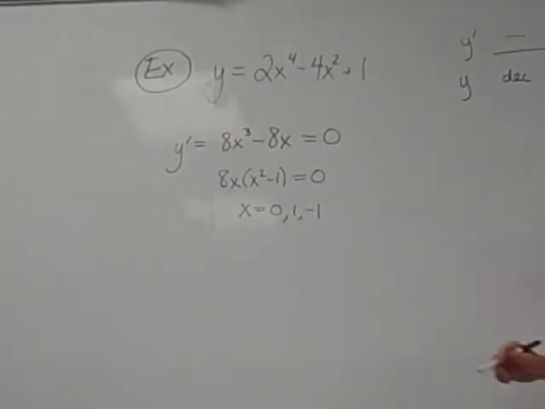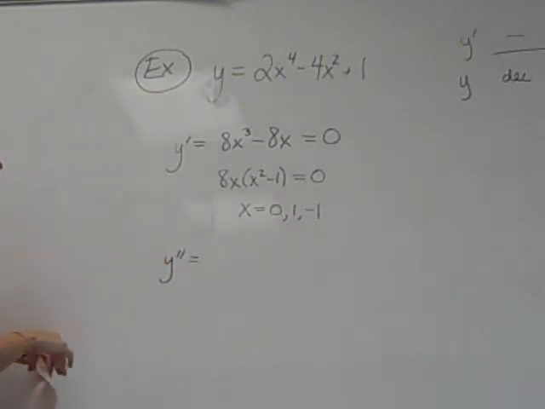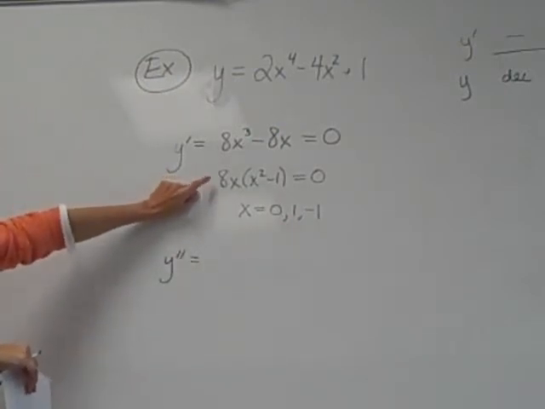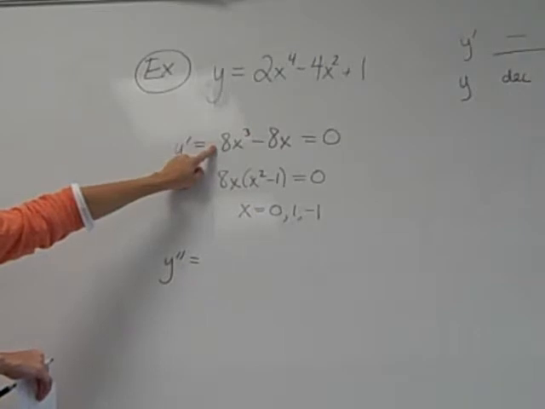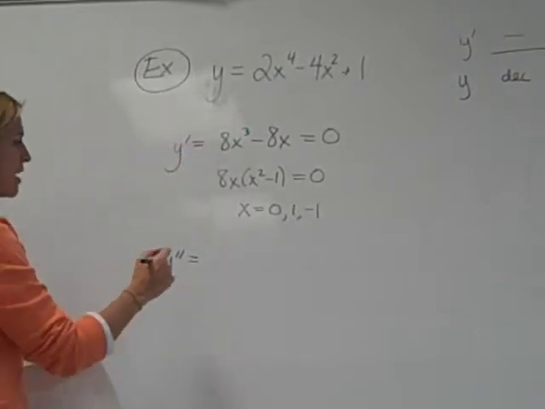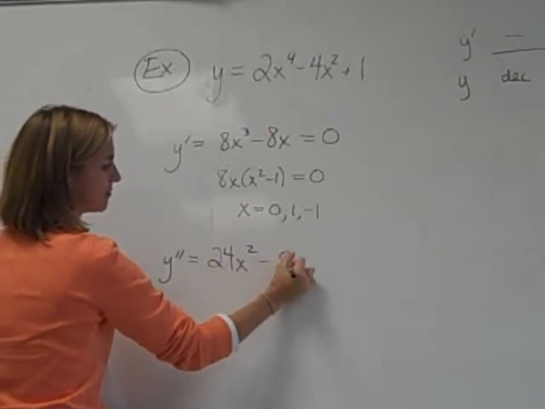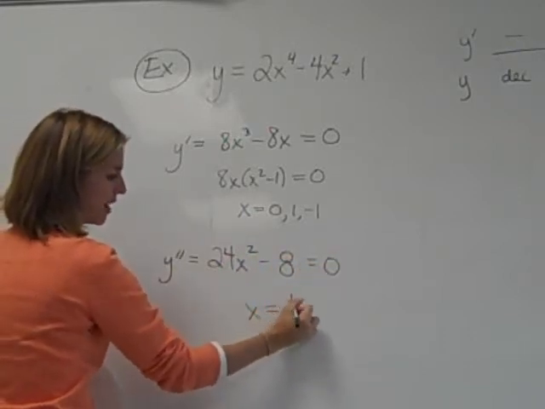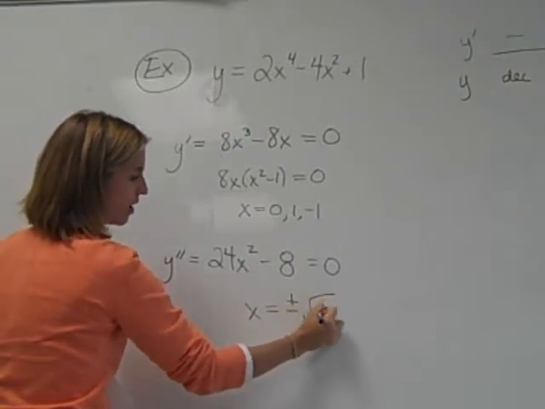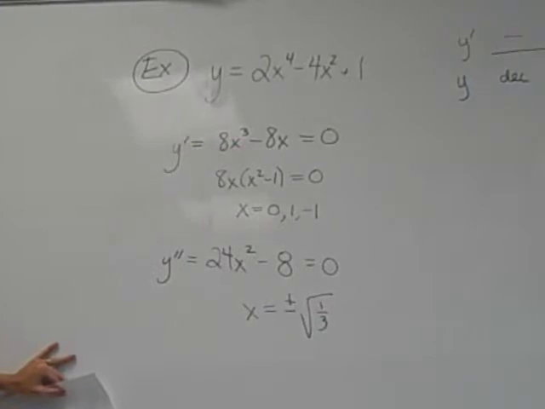Okay, now I go back and I take the second derivative. Use your brains, and don't use this one to take a second derivative. There's no point in using the factored one. It's more complicated because you need the product rule. So go back and take the second derivative from there, and we're going to get 24x squared minus 8. And x is going to be positive or negative square root of 1/3. That's where it gets really tedious.